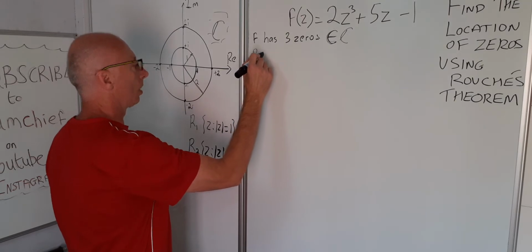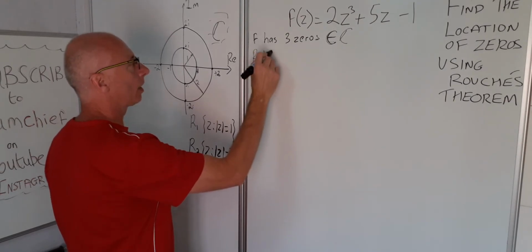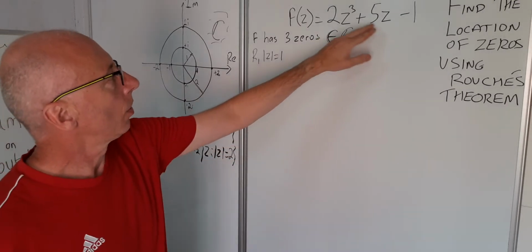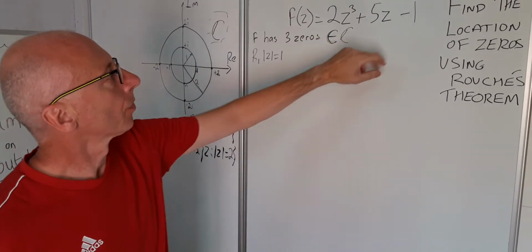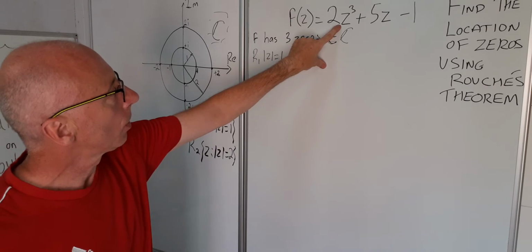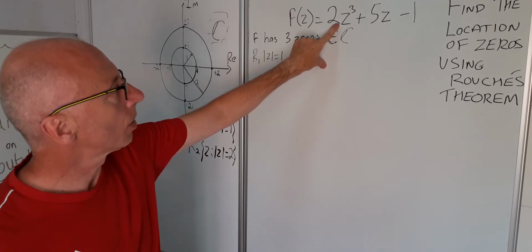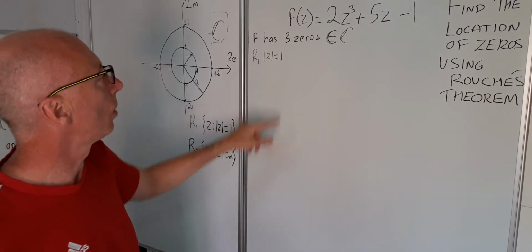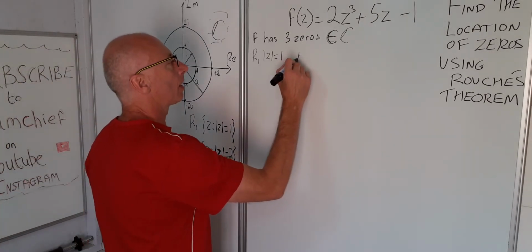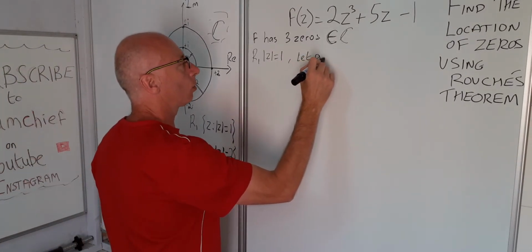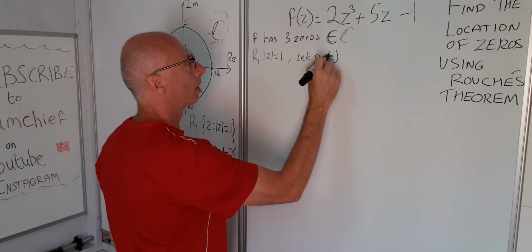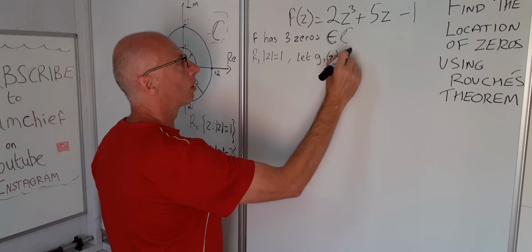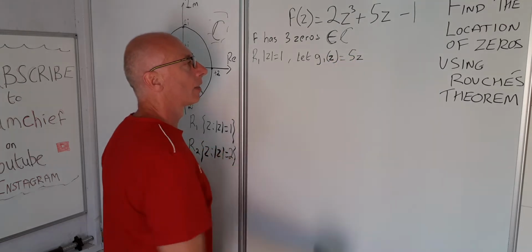So region 1, that's where modulus of z equals 1. So when modulus of z equals 1, which is the dominant term? Well, that would be 5. 1 cubed is 1 times 2 is 2. That would be 5. So this is the dominant term in region 1. So we let g1 of z equal 5z.